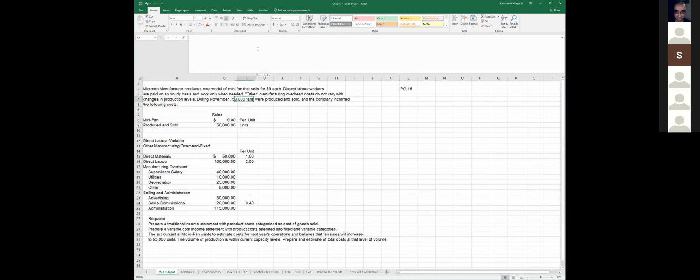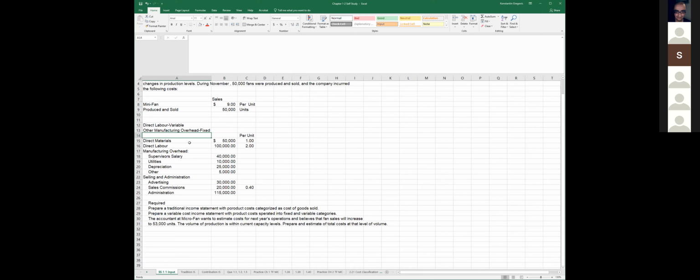What I try to do with these problems, as soon as I see a number in the paragraph, I separate it out. So mini fan, $9 per unit. Direct labor workers are paid on an hourly basis, work only when needed. Other manufacturing overhead costs do not vary with production levels. Sounds like a fixed cost. 50,000 fans are produced, so I put that down. Direct materials, 50,000. Direct labor, 100,000, supervisor salary, utilities, depreciation, other. Then you've got advertising, sales commission, and administration.